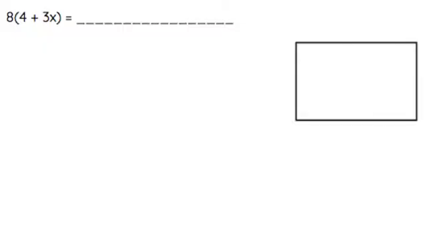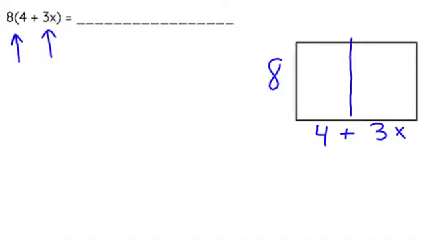Now you try this one. Again, the height is 8, the base is going to be 4 plus 3x. So I'll help you set up the rectangle. The height is 8, the base is 4 plus 3x. Now we draw a line dividing up the inside of the rectangle. Now you find the areas and then write down that simplified expression. And then type in your answer in Edpuzzle.